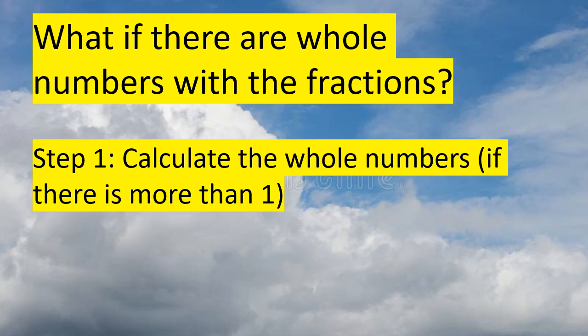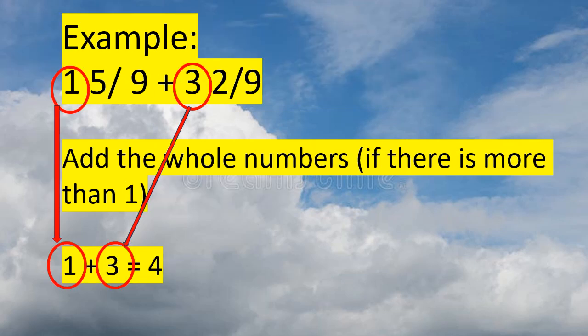What if there are whole numbers with the fractions? So step 1, calculate the whole numbers if there is more than one. So if we had 1 5/9 plus 3 2/9, we add the two whole numbers if there's more than one. So the 1 from 1 5/9 plus the 3 from 3 2/9, 1 plus 3 equals 4.